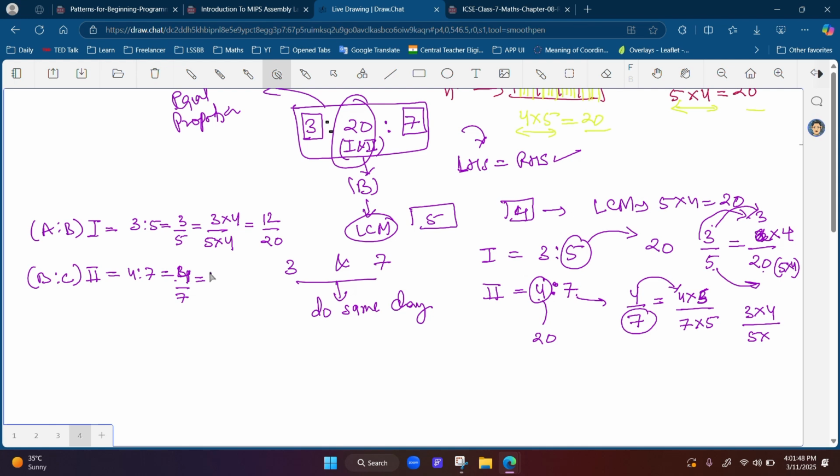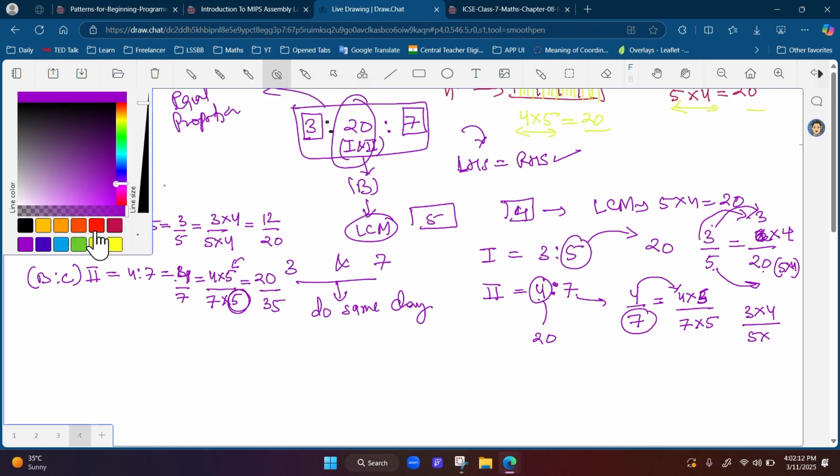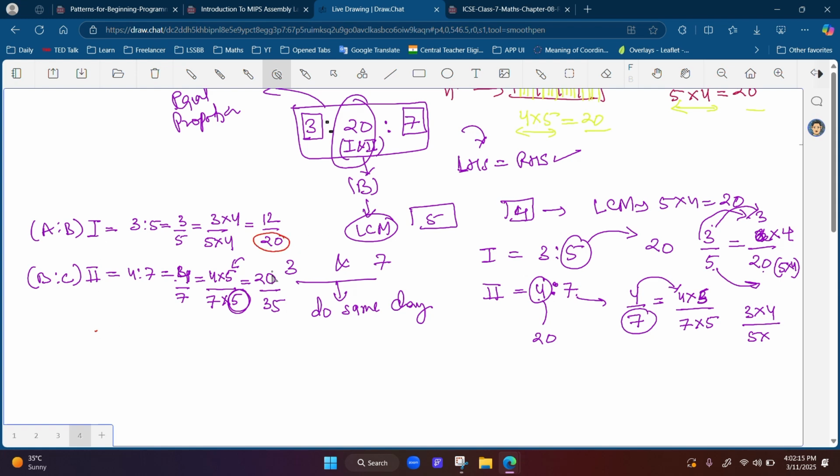I changed my 4 to 20 like this, since 5 was the new modifier, a number that modified my ratio. So I'll have to make the same changes in the numerator, and now my new ratio becomes 20 over 35. And now if we see here 20 and 20, the common key connection, which means I am now free to write these three values as one ratio.